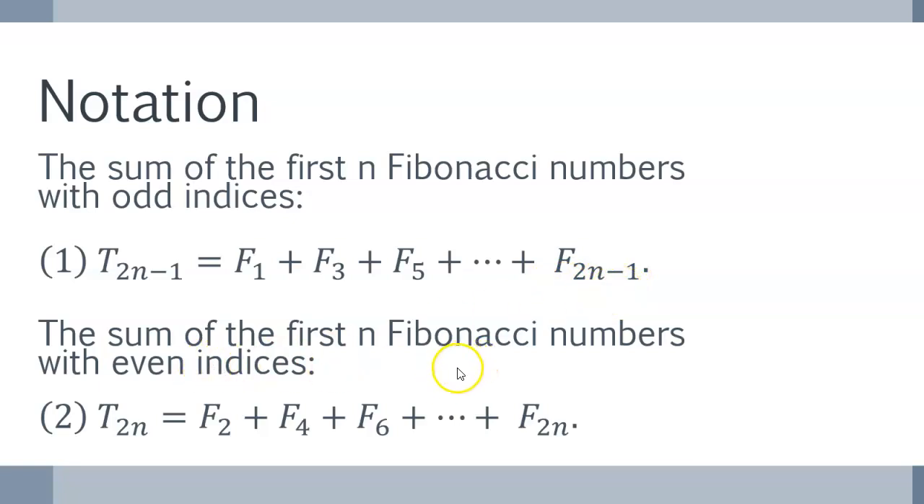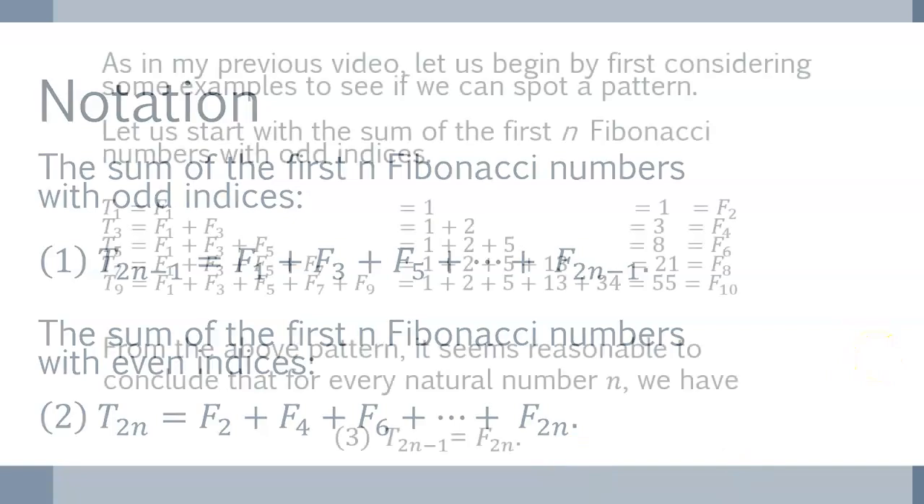And then similarly, we define the sum of the first n Fibonacci numbers with even indices. We call that T2n, and that's just where we have even indices up to 2n, F2 plus F4 plus F6 up to F2n. So I'm going to derive formulas for these sums.